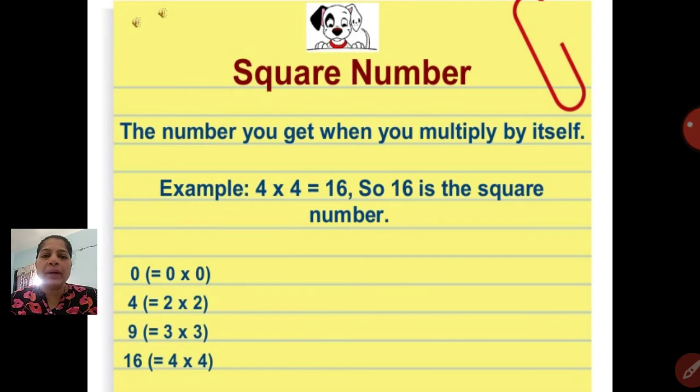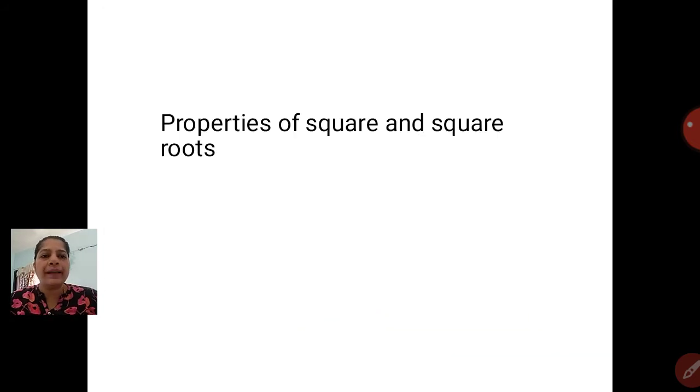In the same way, 2 multiplied by 2 gives 4, so the square of 2 is 4. The square of 3 is 9. In the same way, when we multiply a number by itself, we get a square number. Then the main thing in this chapter is the properties of square numbers. So let's go through the properties of square numbers.